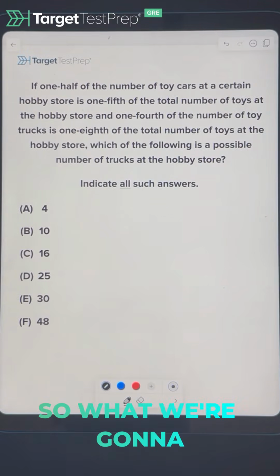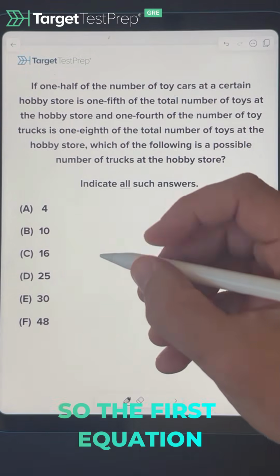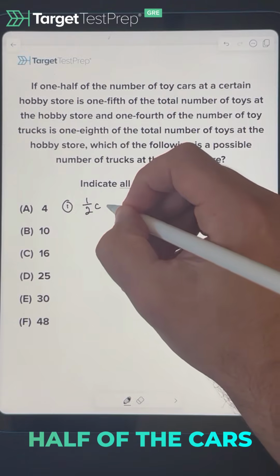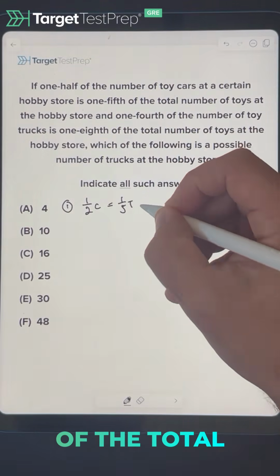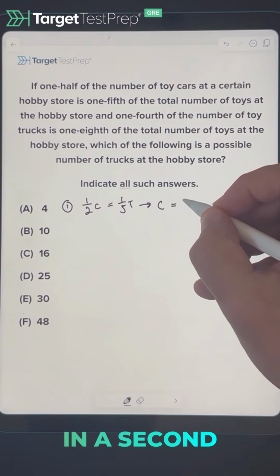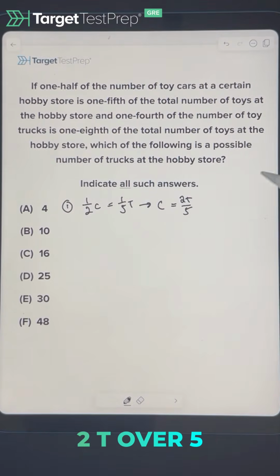Okay, so what we're going to do here is set up our two equations right off the bat. So the first equation is going to be 1/2 of the cars is equal to 1/5 of the total. Now, if we multiply the 2 over, which you'll see why we're going to do this in a second, it ends up being C is equal to 2T over 5.